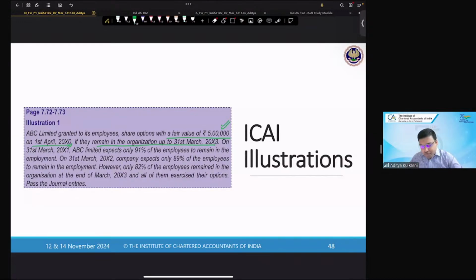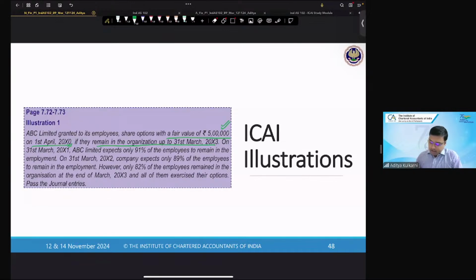Now, in this question, no other value has been given. There is no other numerical value given. That's why we know that it is 5 lakh. But in the case of further questions where multiple values are given, you will always take the fair value on the grant date as the measurement for the purposes of employee share-based payments.